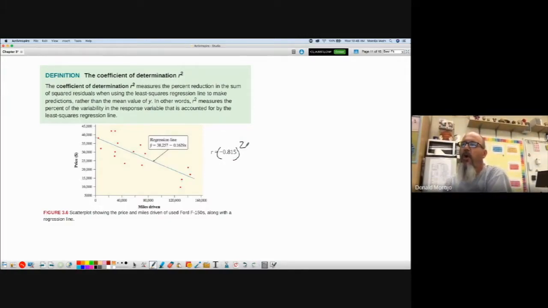So for this R value of negative 0.815 we found for the price of our F-150, if I want to find out what R squared is, I simply take negative 0.81 and I square it. Negative 0.81 times negative 0.81 is approximately 0.66, somewhere in that neighborhood. R squared, the coefficient of determination.